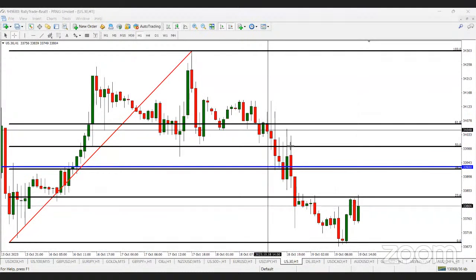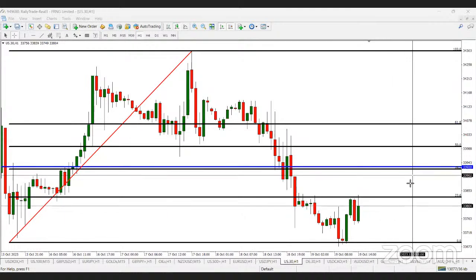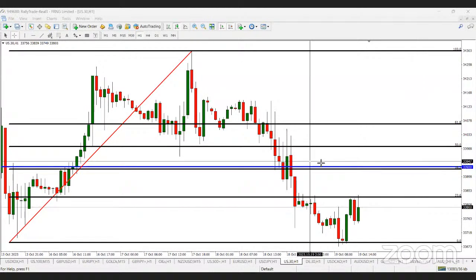Adewuyi, thank you so much. You understand? So even that 33930 I told you guys about, it's also a 38.2 zone that you can also have a sell limit around. This is US30.